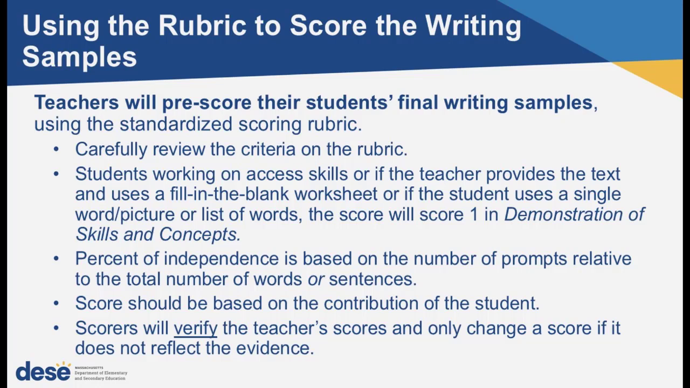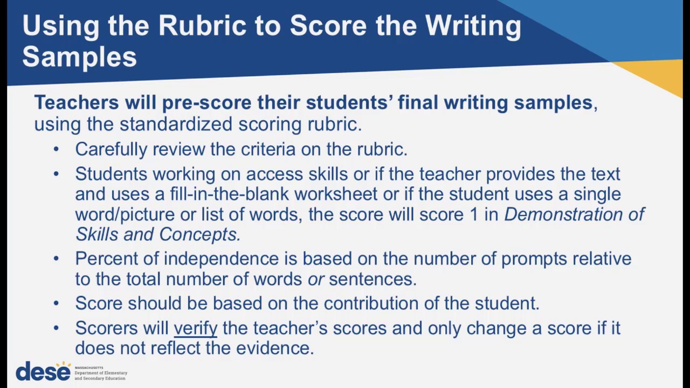And the percent of independence, as I said, is based on the number of prompts relative to the total number of words or sentences. And how that works is, let's say this is a great time of year and the kids have gone to the pumpkin patch. And so they're going to come back to the classroom and talk about what they saw. Some kids are drawing, some kids are writing, some kids are telling you things. If you help the student to get more words or more information on the paper than they had, that would be a prompt. So for example, the student writes pumpkin.